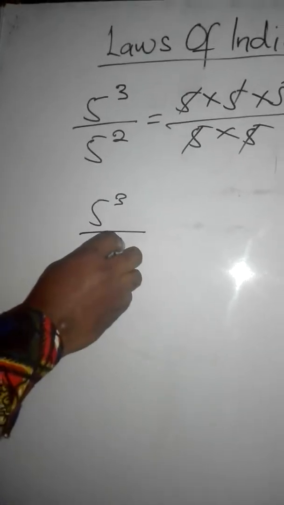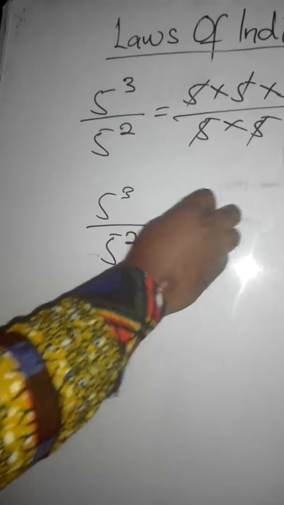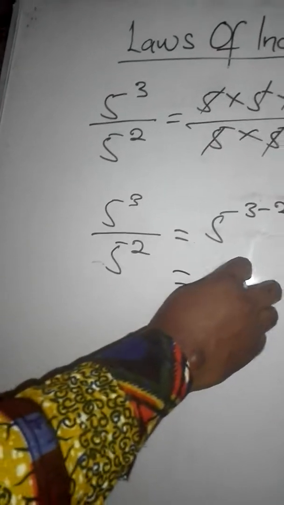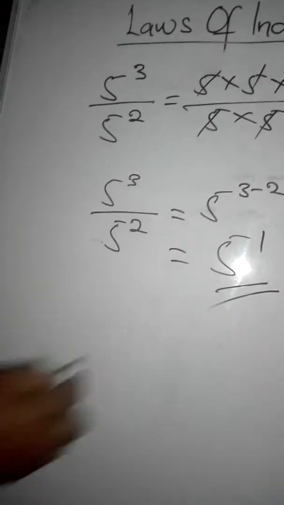In other terms, we could explain 5 to the power 3 over 5 to the power 2 to be 5 to the power 3 minus 2, which will be 3 minus 2 becomes 1, which will be 5 to the power 1. Let's move to other laws. Any number raised to the power 0 equals 1.